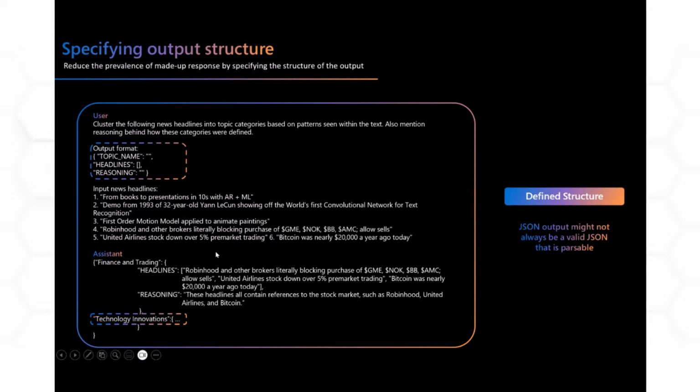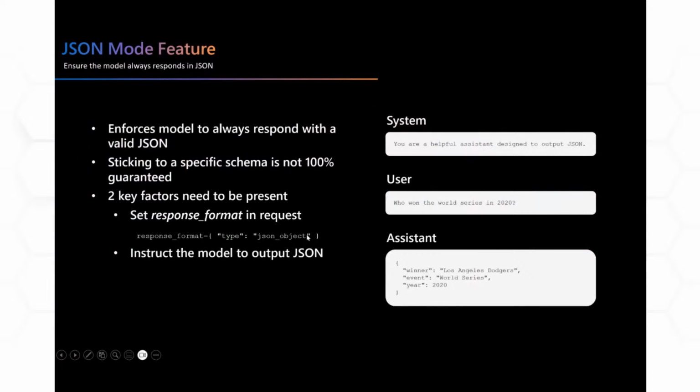So what can you do here? Well, Azure OpenAI has a solution. The new models out there have a feature called JSON mode. And that feature allows you to control the output of the model. Right now, it's only for JSON. That's why it's called JSON mode. But what you do is in the system prompt, you say, you are a helpful assistant designed to output JSON. And then you give it a question.